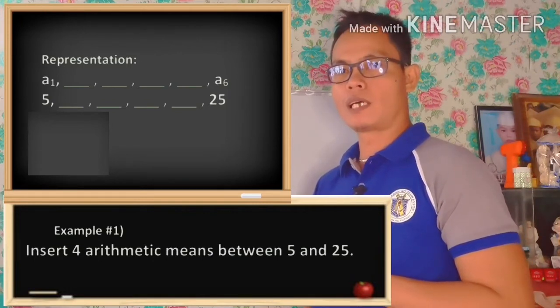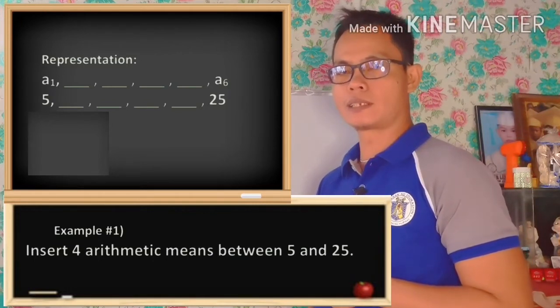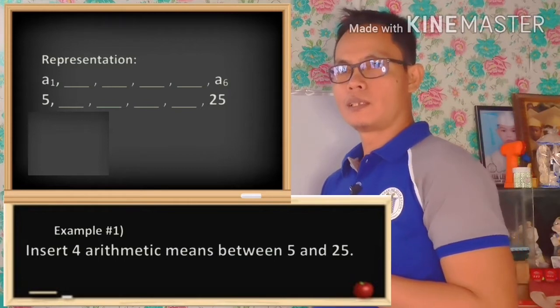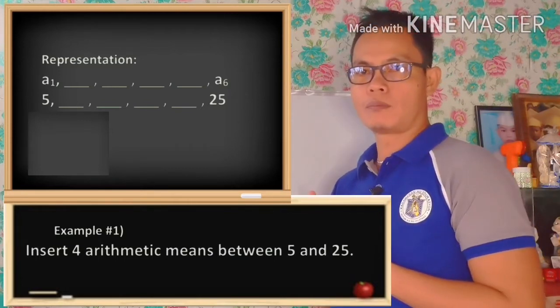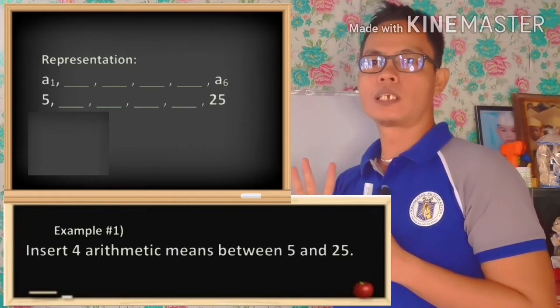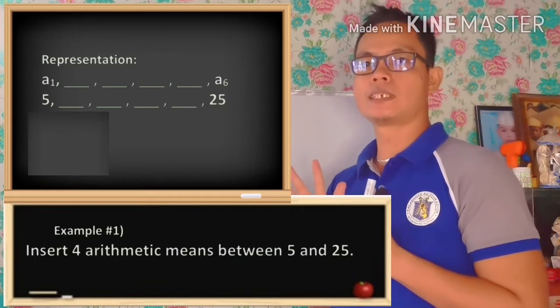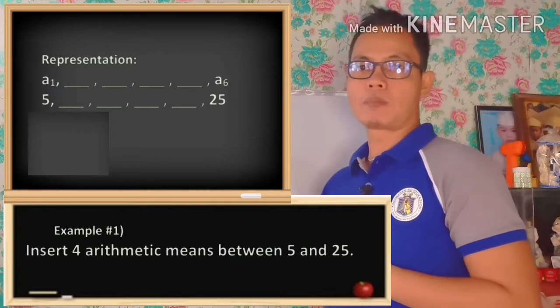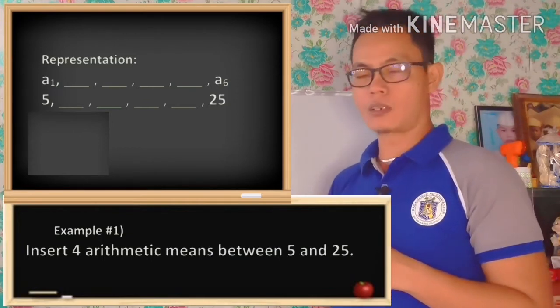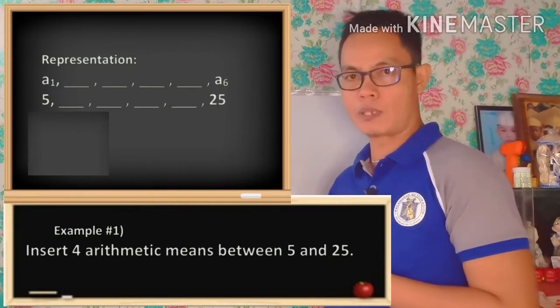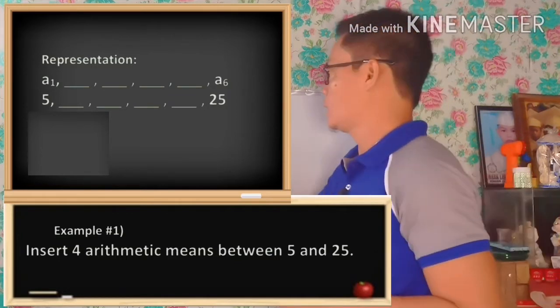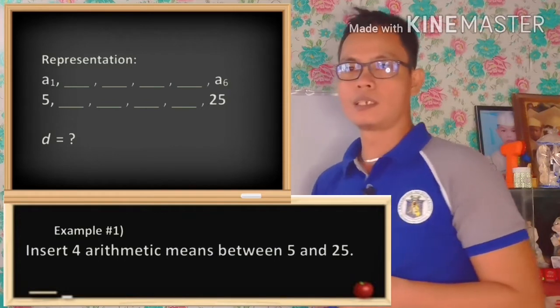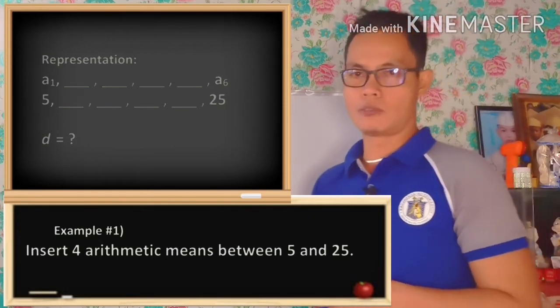Where did we get that value 6? That value 6 came from the end terms 5 and 25 plus the 4 arithmetic means. So 6 terms in the arithmetic sequence representation. It is impossible for us to get the common difference if we have arithmetic means like this. We have a major problem here. How do we get the value of the common difference?